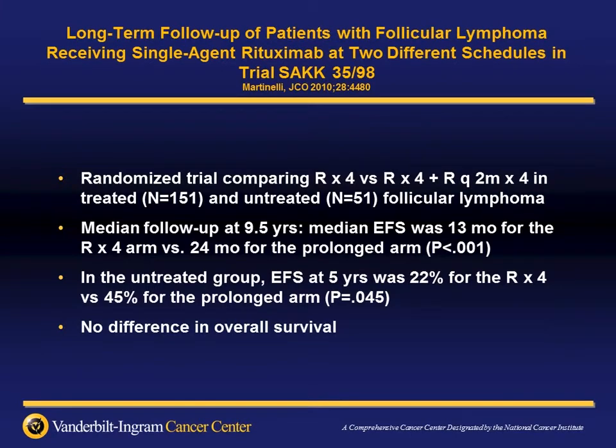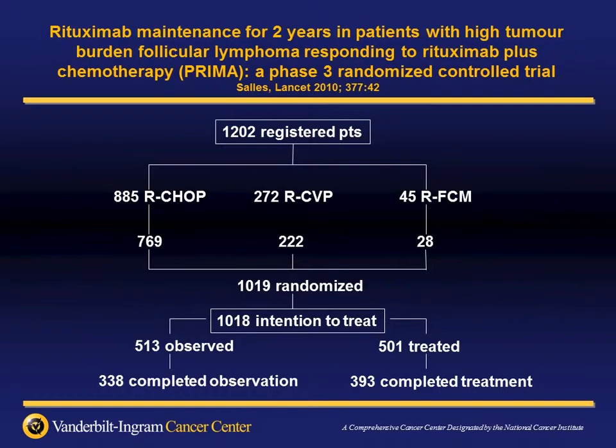And these were both treated and untreated follicular lymphomas. This had long follow-up. The median event-free survival was 13 months for the rituximab arm versus 24 months for the prolonged arm. In the untreated group, event-free survival at 5 years was 22% for rituximab times 4 versus 45% for the prolonged arm, with a p-value of 0.045. But again, no difference in overall survival.